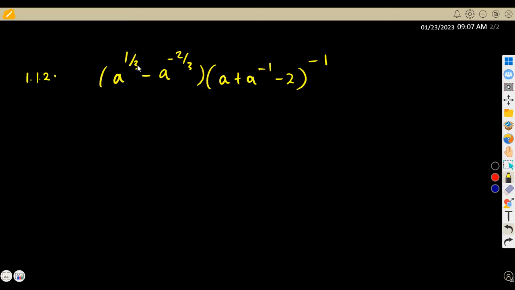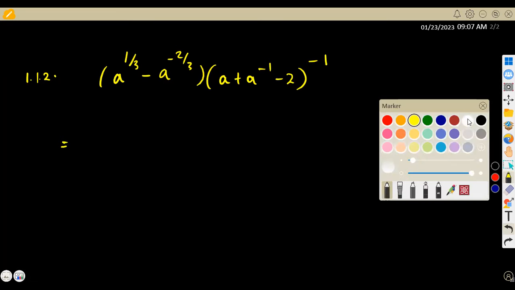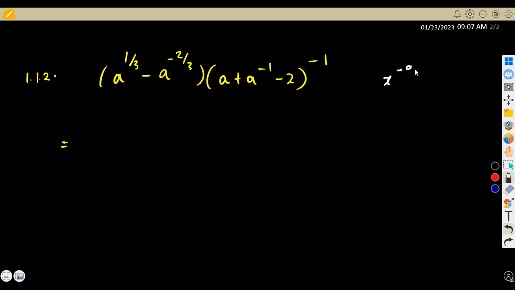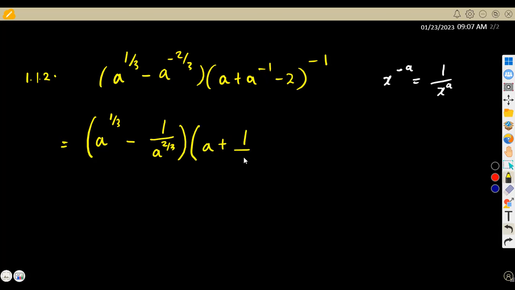Let's start with the first bracket. We can see that there is a negative exponent. From our laws of exponents, we know that x to the exponent of minus a is the same as 1 over x to the exponent of a. So here we can rewrite the first bracket as a to the exponent of a third minus 1 over a to the exponent of 2/3. This is what you're going to have if we remove the negative exponent. You move on to this bracket and do the same here. This is a plus a to the exponent of minus 1, which is 1 over a.